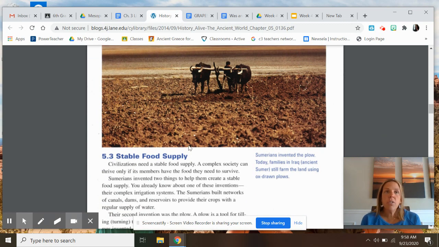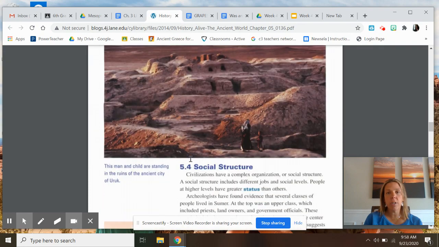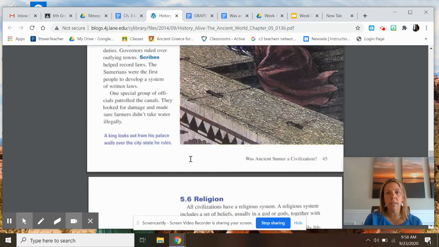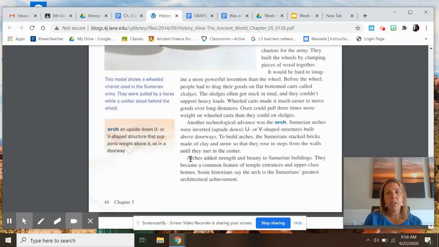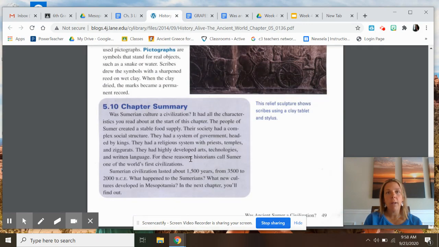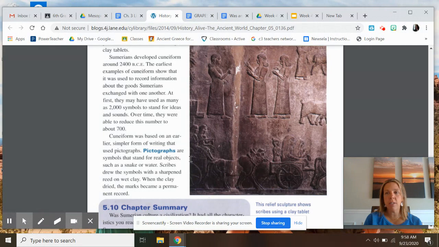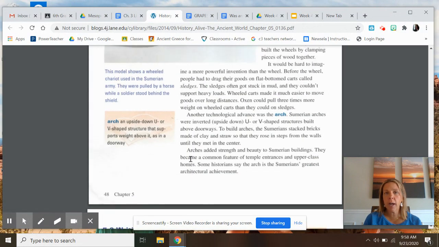Today, what you are going to be doing is finishing the notes through the end, which goes to section 5-10, which is the chapter summary. So you really should have gotten through at least 5.5 for today.